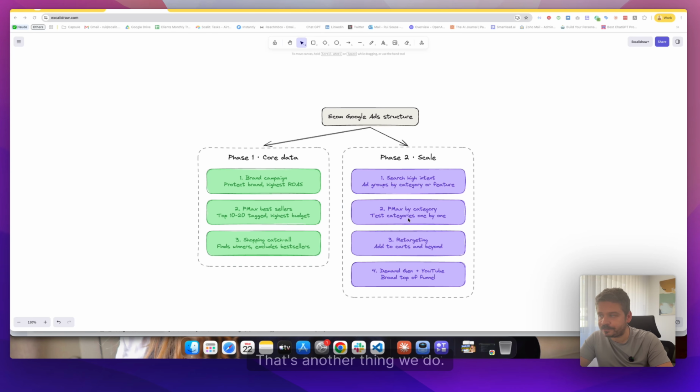That's another thing we do. We open PMaxes by category. Again, same structure as high intent, but this just reaches more placements. It's a little bit broader, dynamic from Google. It gets more data.